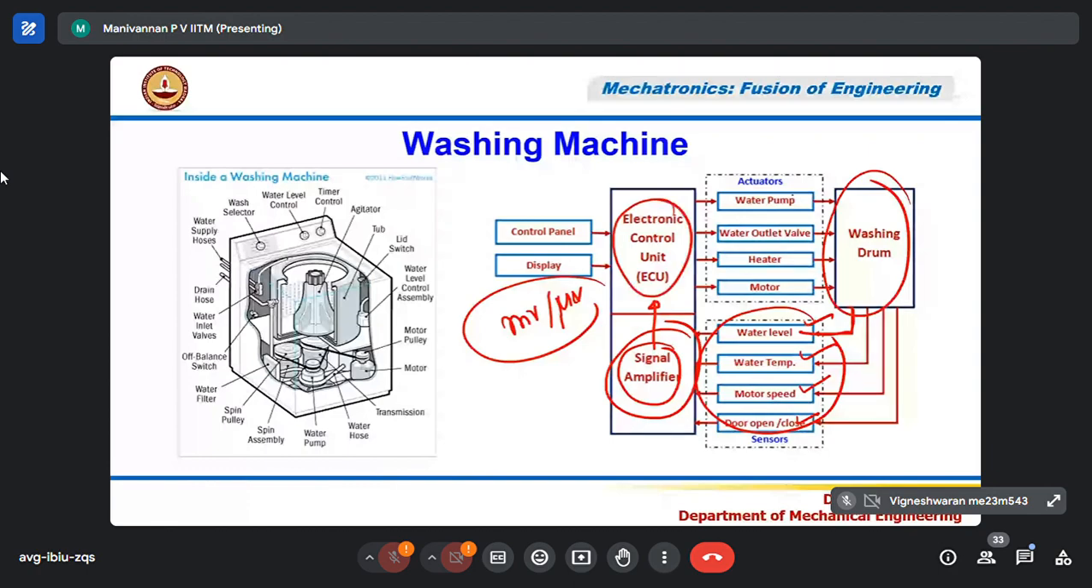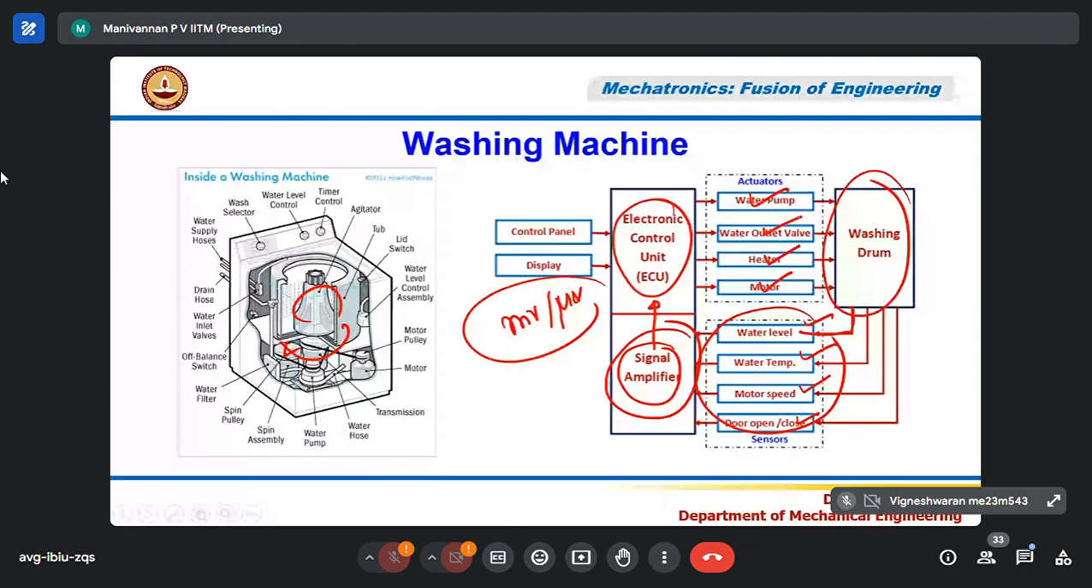Switch on the pump, or the spindle motor, or switch on the water heater, or open the inlet or outlet valve. These four are called actuators. These four are called sensors.